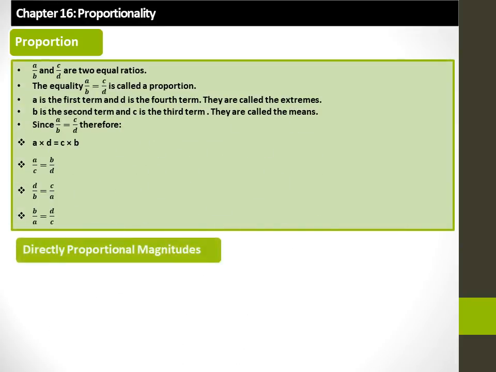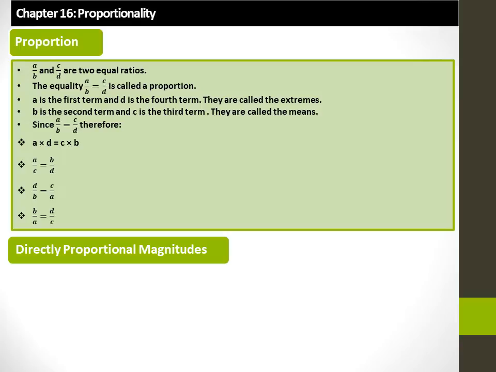Proportionality, proportion. A over B and C over D are two equal ratios. The equality A over B equals C over D is called a proportion. A is the first term and D is the fourth term. They are called the extremes. B is the second term and C is the third term. They are called the means.